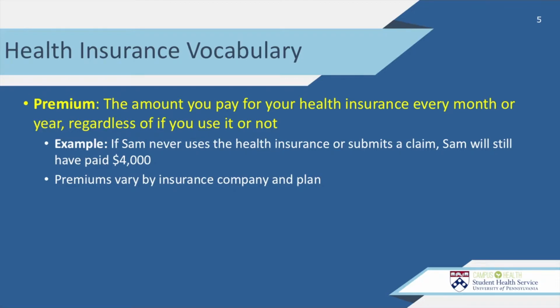Now we will start defining and giving examples of terminology commonly used in insurance plans. First is the premium. This is the amount you pay for your health insurance every month or year, regardless if you use it or not. A note is premiums can vary greatly based on the level of coverage. An example of a premium is, regardless if Sam ever uses their health insurance plan or not, they pay an annual or per year fee of $4,000 because that is the premium of their insurance plan.